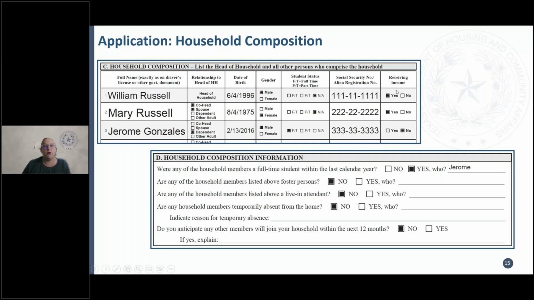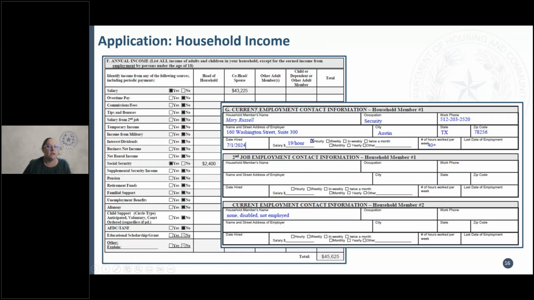We can see here that William and Mary are receiving income, so we know that we're going to have to expect to see screening tools for those. We can see that Jerome is a minor and has no income, so we think we're going to move forward without having to worry too terribly much about that. The next piece is the employment. We can see here that our head of household has employment, and then our co-head has Social Security, and they've given us some more information here. So Mary works, and she's given us all that information so we can reach out to that employer or we can get pay stubs.